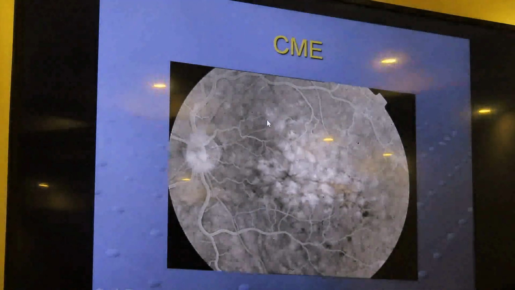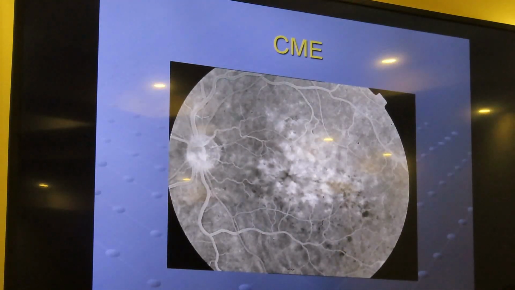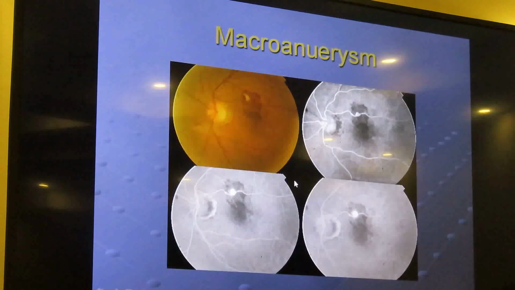Cystoid macular edema. This is a flower petal appearance of the cystoid macular edema. Cystoid macular edema, magnified picture. Macroaneurysm, as Dr. Hanan told us.